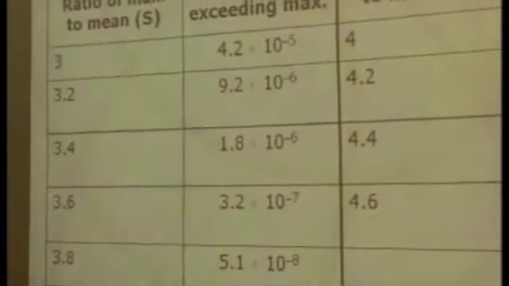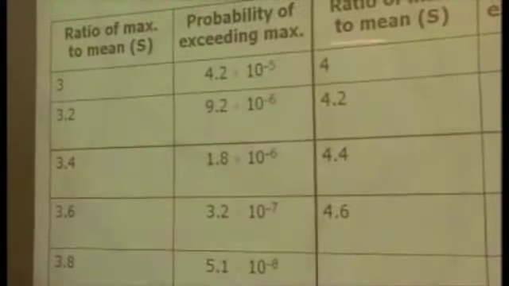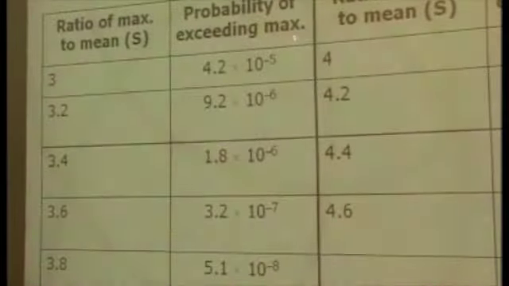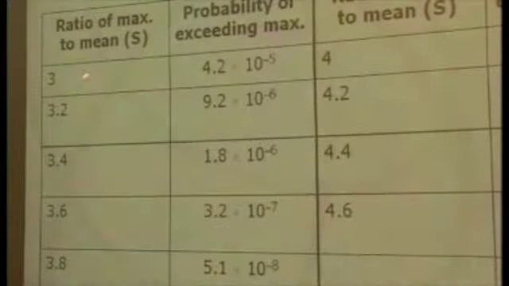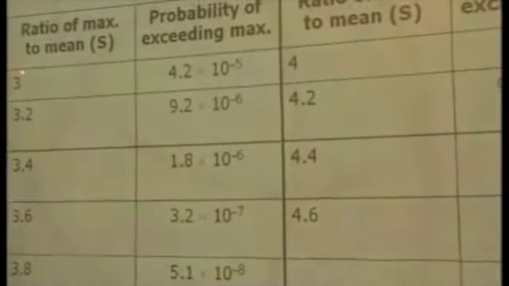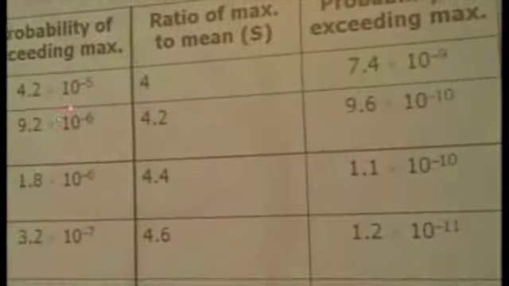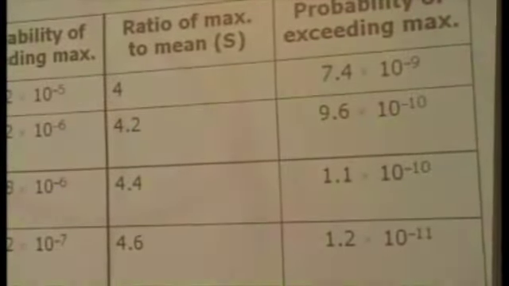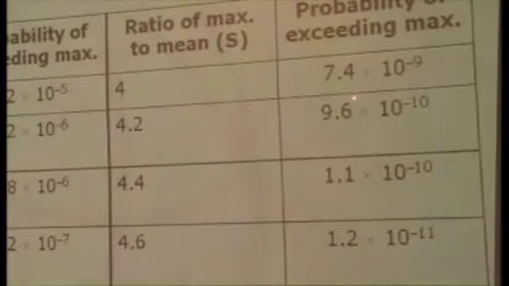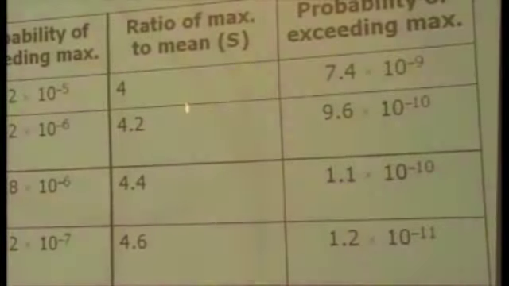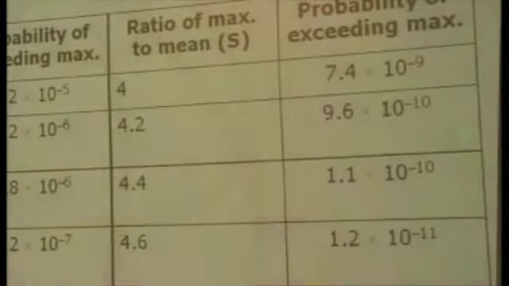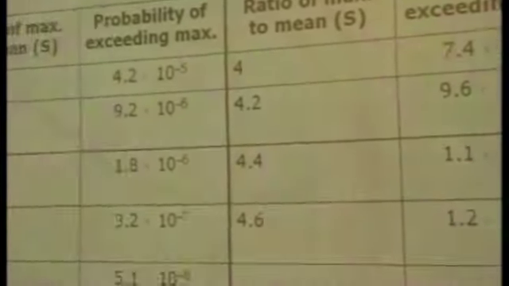Actually, this table shows the calculated results of the probability of exceeding some max value. As you saw, when the ratio of max to mean is 3, the probability is 10 to the power of -5, but when the ratio increases to 4, the probability decreases to 10 to the power of -9. Like that, you can calculate the probability of exceeding some value in a Maxwellian distribution.